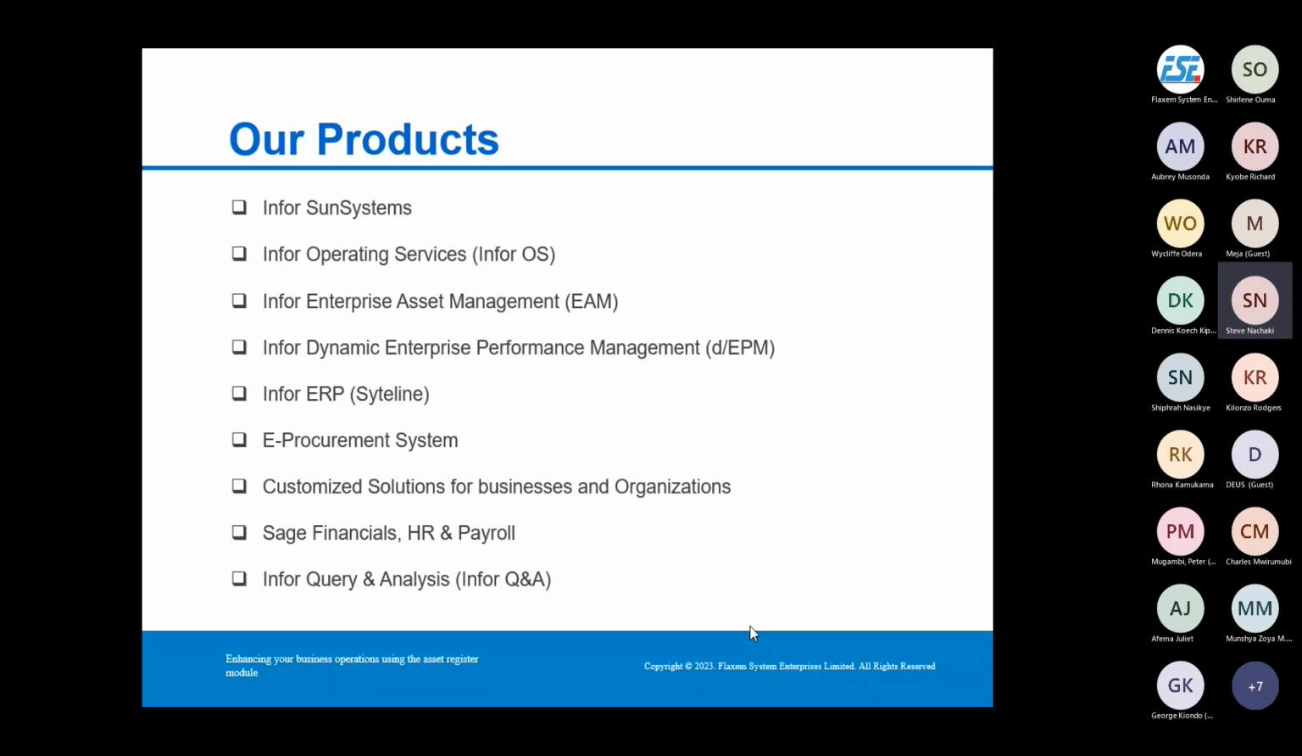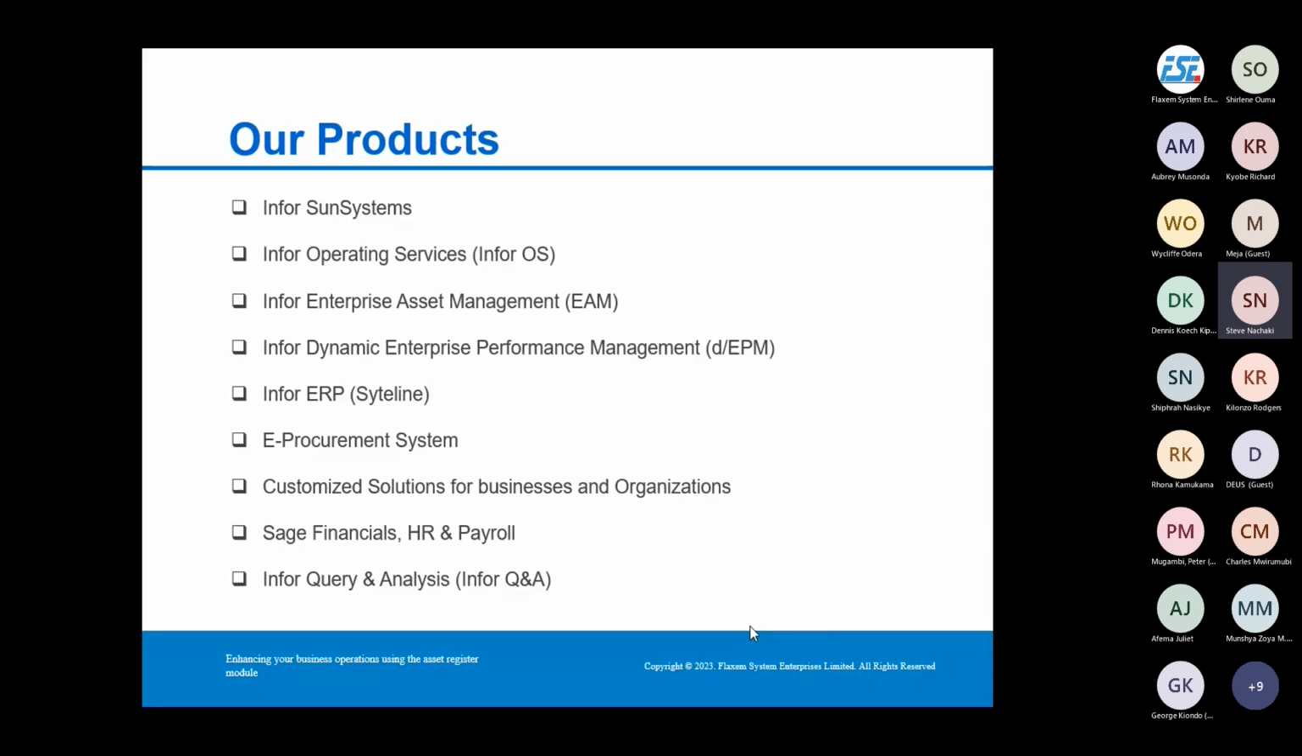We also have Infor ERP, or Sightline, and this is an end-to-end solution that provides a comprehensive functionality which is suitable for any process mode. This is from the make to order process, or the make to stock, or engineer to order processes, as you can relate to this when you are dealing with manufacturing and assembling entities.